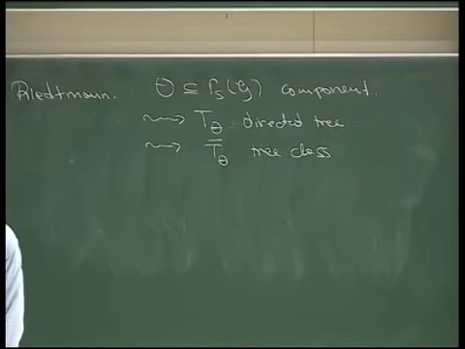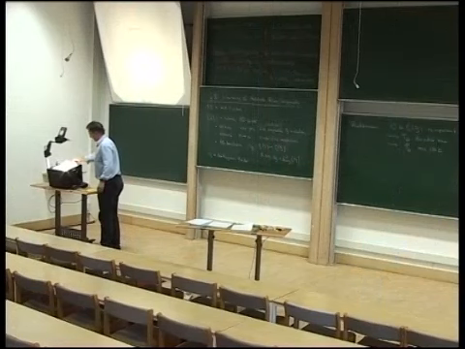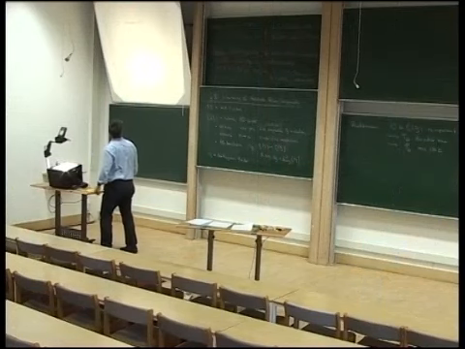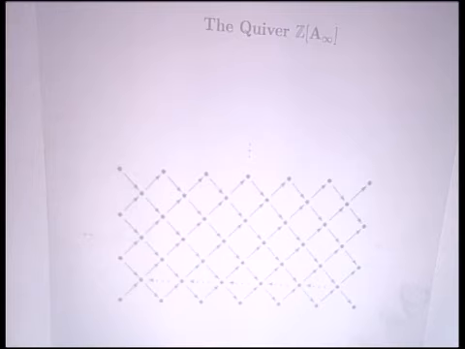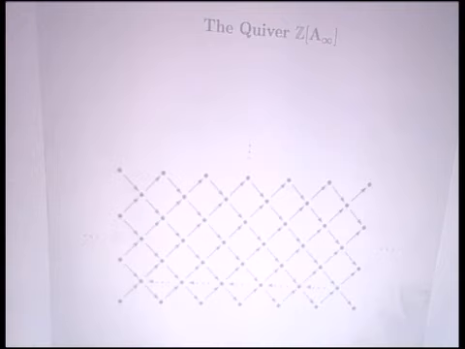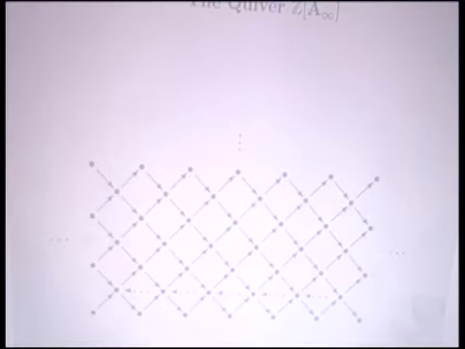And let me just give you one example of a type of component that will show up rather often. So this is the quiver ZA infinity. The underlying tree is the infinite Dynkin diagram of type A. You just start at some point and move off in some direction. The points here represent indecomposable modules, and the Auslander-Reiten translation is just the shift here in one direction.